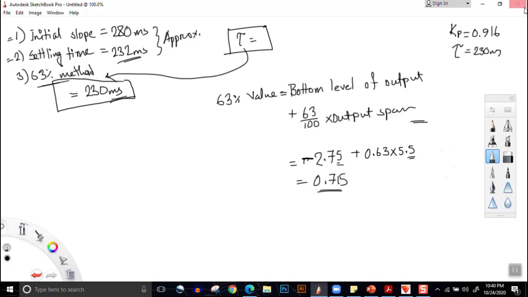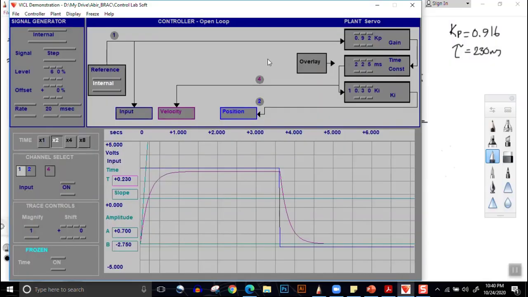One thing is to be noted, plant gain is 0.916 according to our calculation. And if we go here, our plant gain is actually 0.92, which is almost the same. That is, the calculations that we have done are correct.